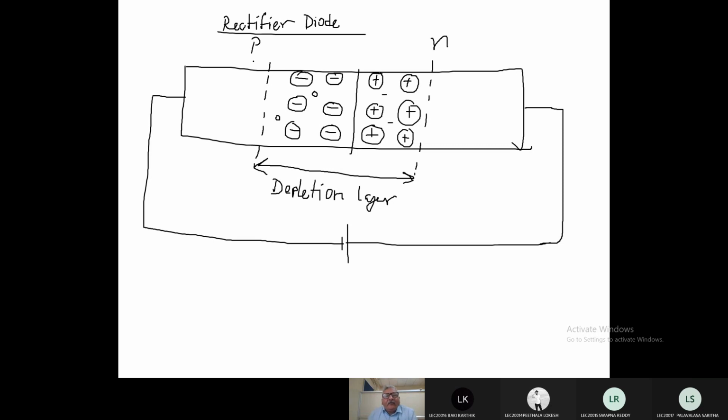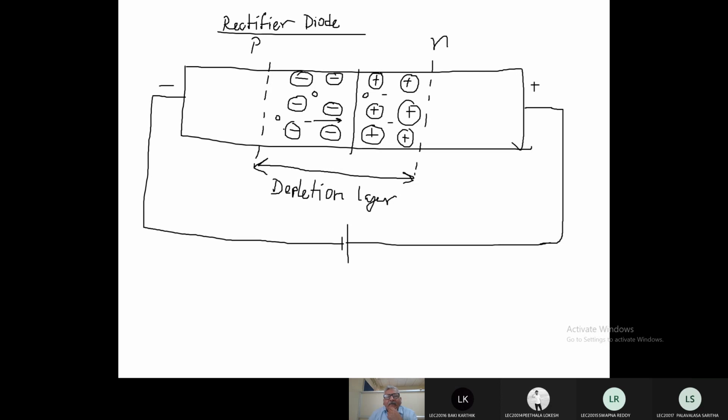And we find that in the p side there are some minority carrier electrons, and in the n side there are minority carrier holes, right? Now you see this minority carrier electron in the p side, it will be attracted towards the positive terminal of the battery, which is connected to the n material. Here it is the positive terminal of the battery, here it is negative. So this free electron will start moving in this direction, right?